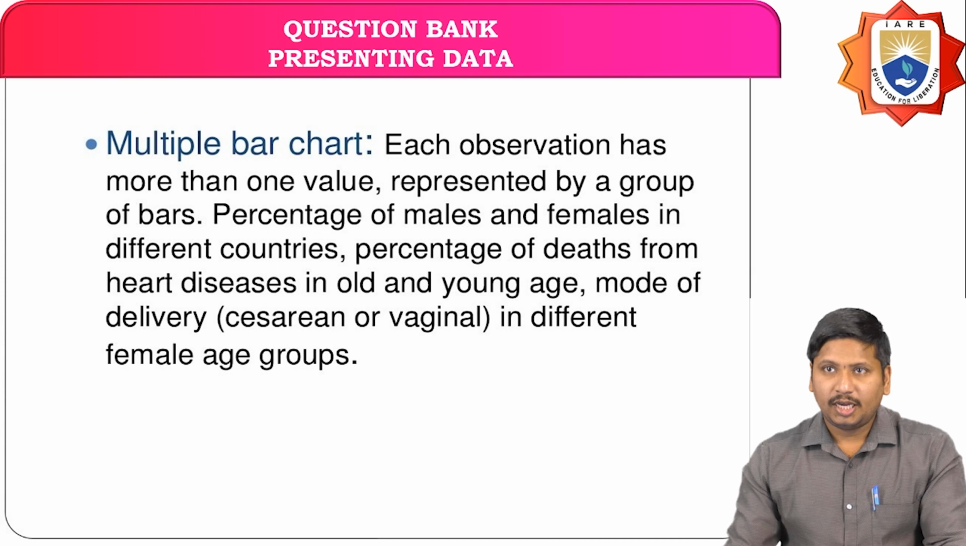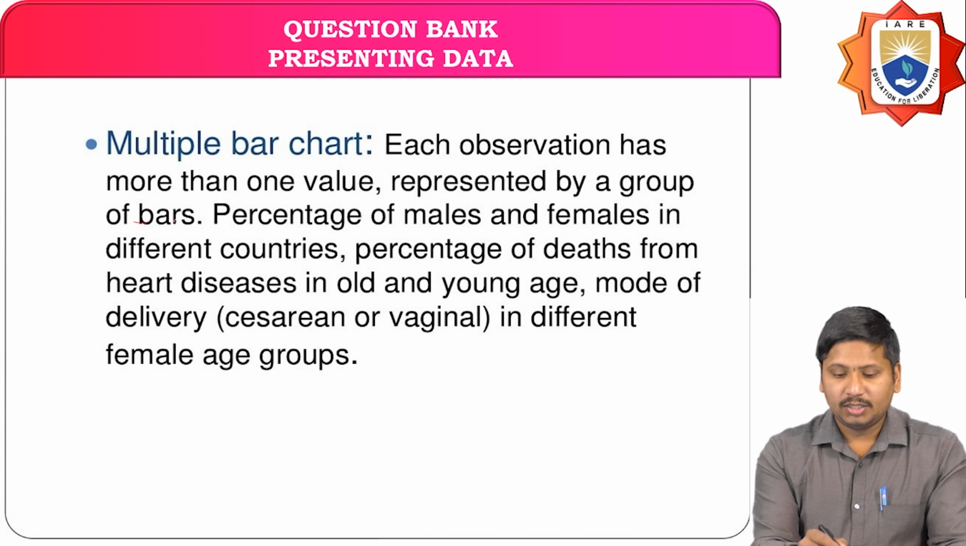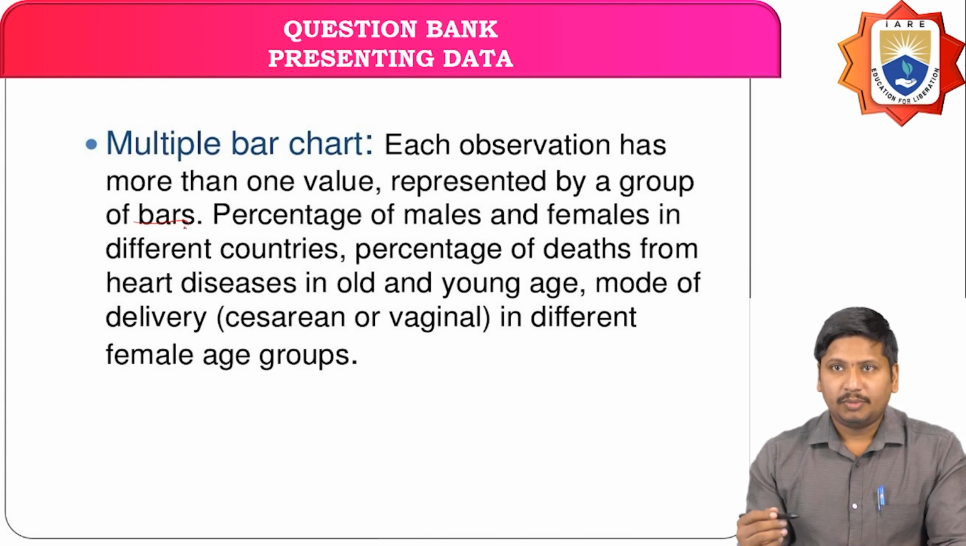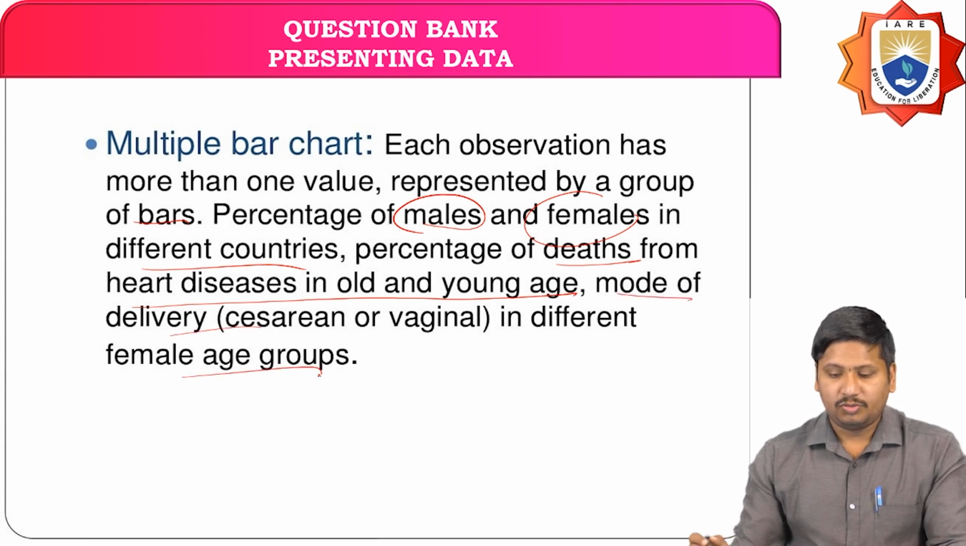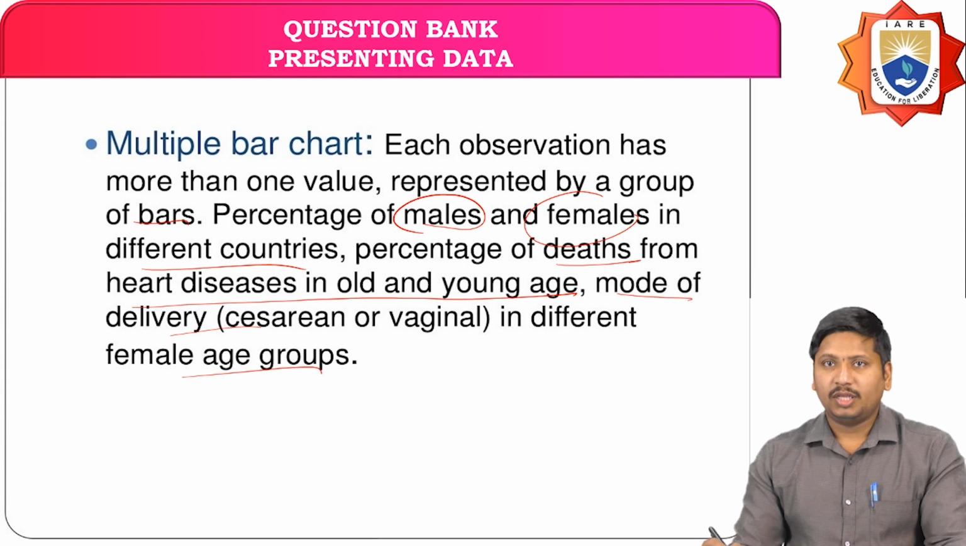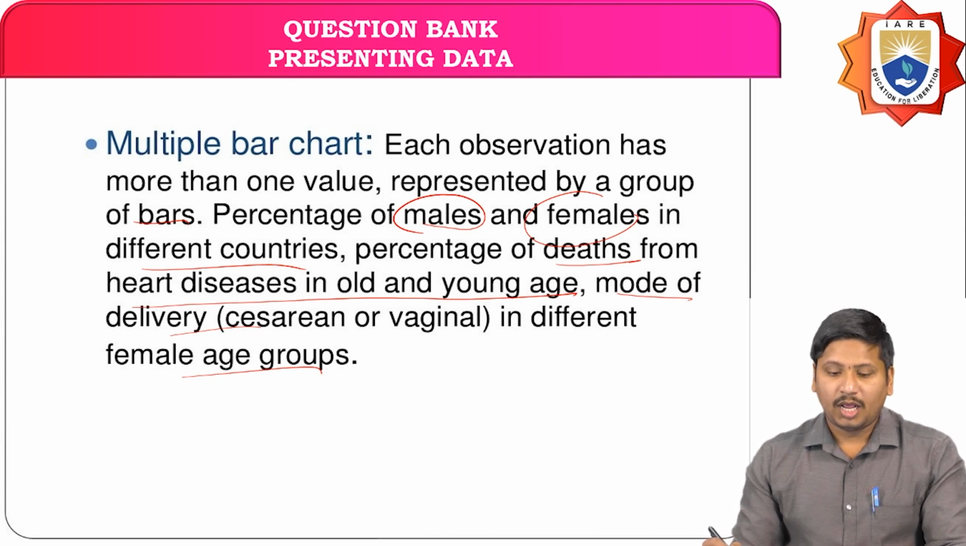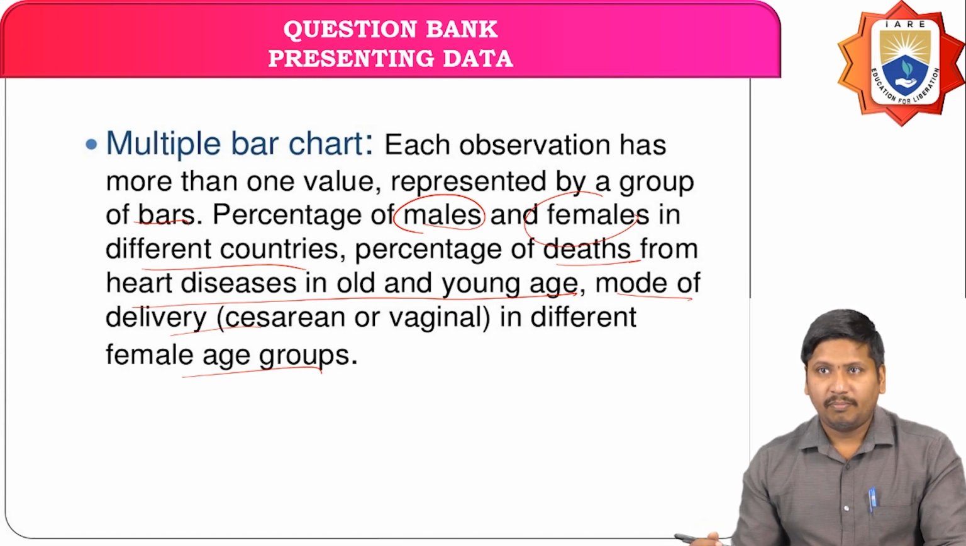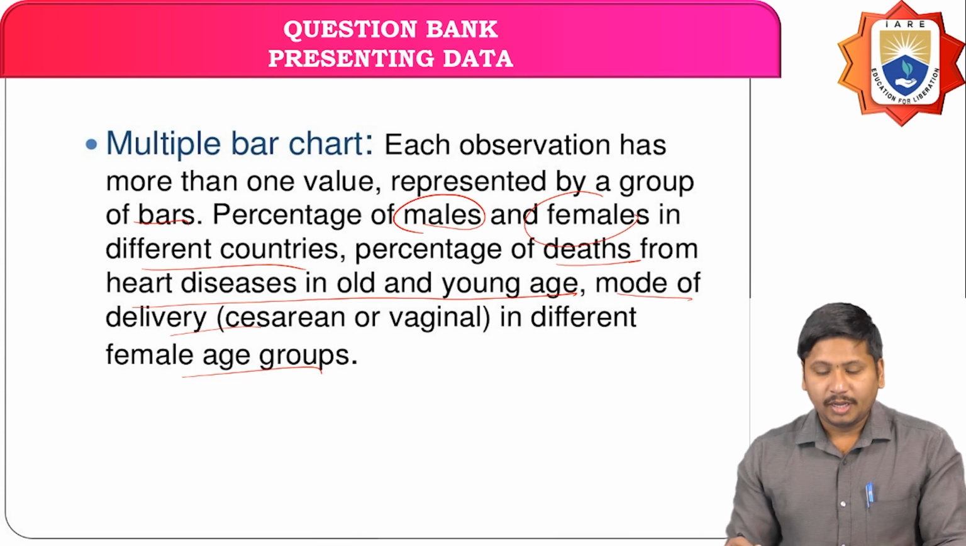And multiple bar chart diagrams. Here each observation has more than one value, so it is represented by a group of bars, for example the percentage of males and females in different countries, the percentage of deaths from heart disease in old and young, and mode of delivery in different female age groups. For this kind of application, another tool we have is the multiple bar chart diagram.